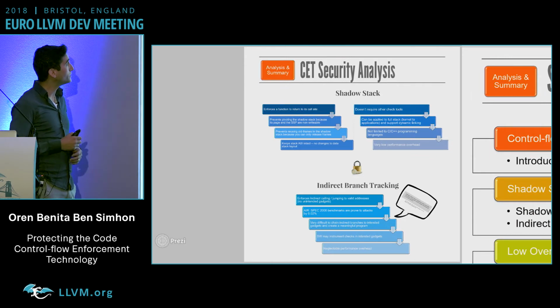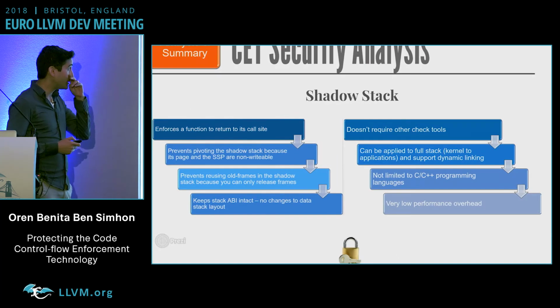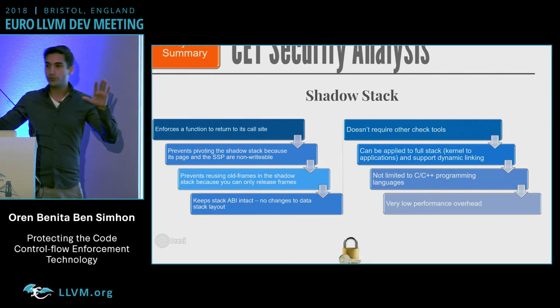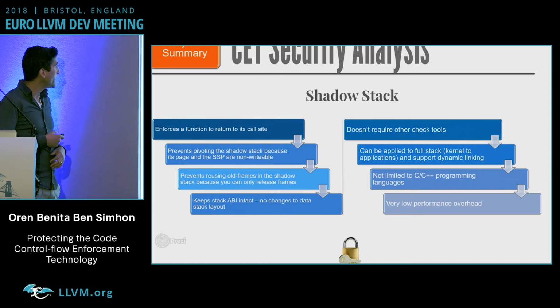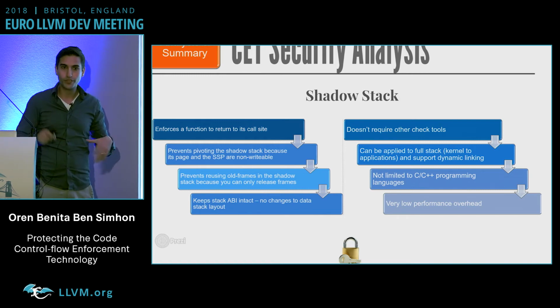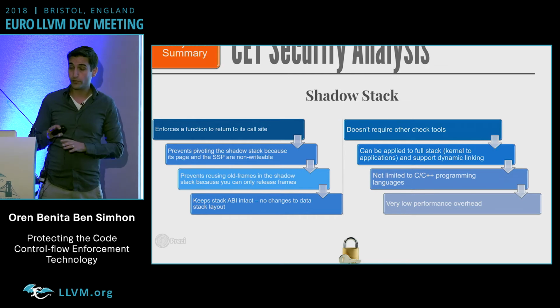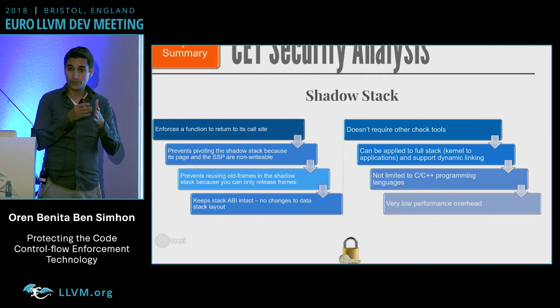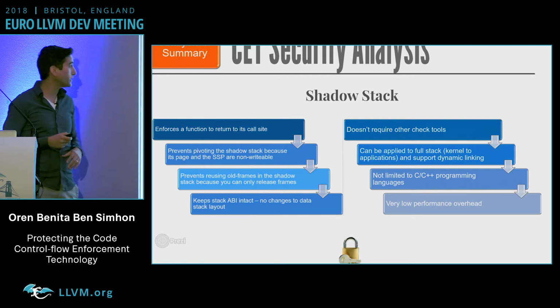Okay, I tried to summarize it by doing some kind of a security analysis of those two techniques. The first one, Shadowstack, enforces a function to return to its call site. You cannot return anywhere else, just to the place where you executed the call instruction. It prevents pivoting the shadow stack. You cannot control the shadow stack pointer. It's non-writable, and the page where the shadow stack resides is also non-writable. So you cannot pivot the shadow stack.